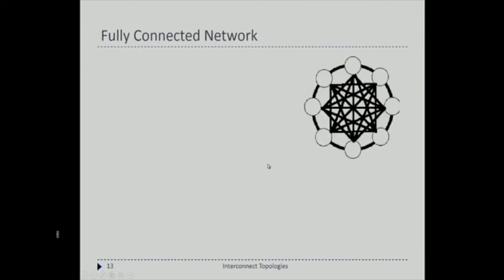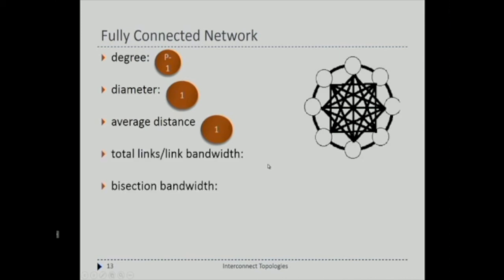Now, if you have a fully connected network, everyone is connected to everyone. Its degree is p minus 1, right? P processes, p minus 1 is the degree. What is the diameter? Oh, come on, this is just to make sure you're not giving up on the listening. Diameter is 1. You can go from any place to any place in one hop. So diameter is 1. Average distance, therefore, is also 1.